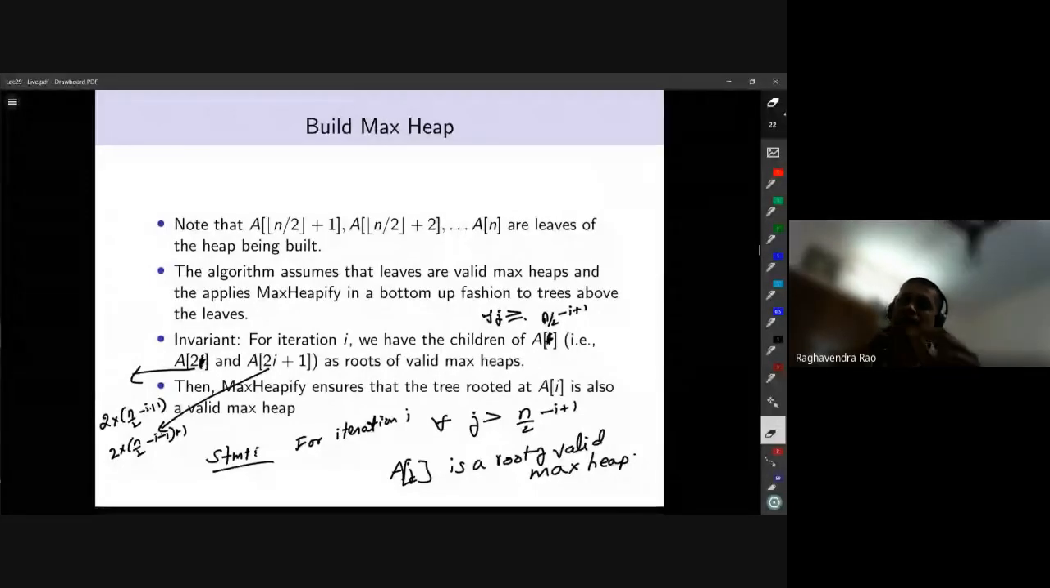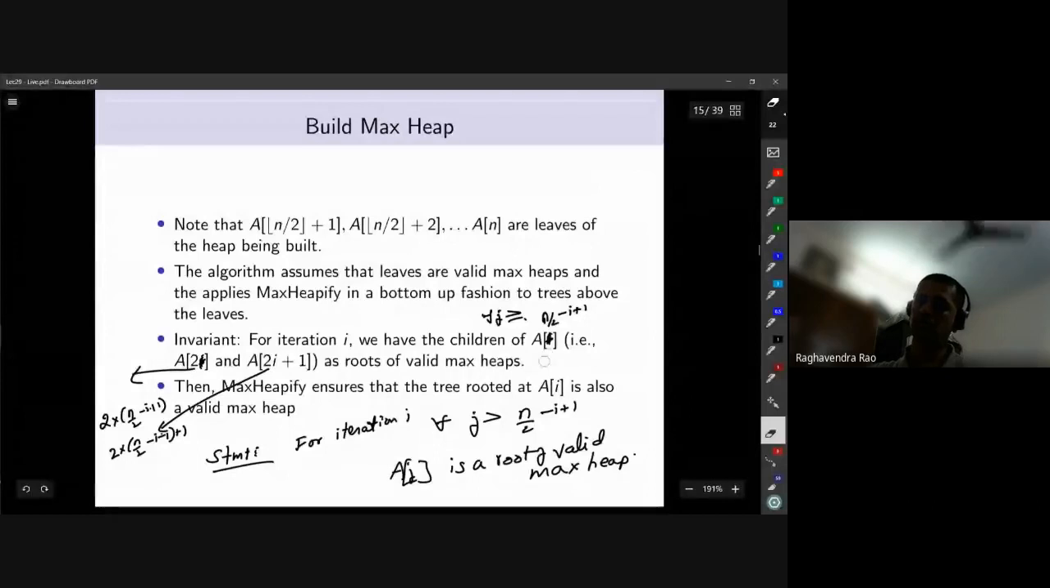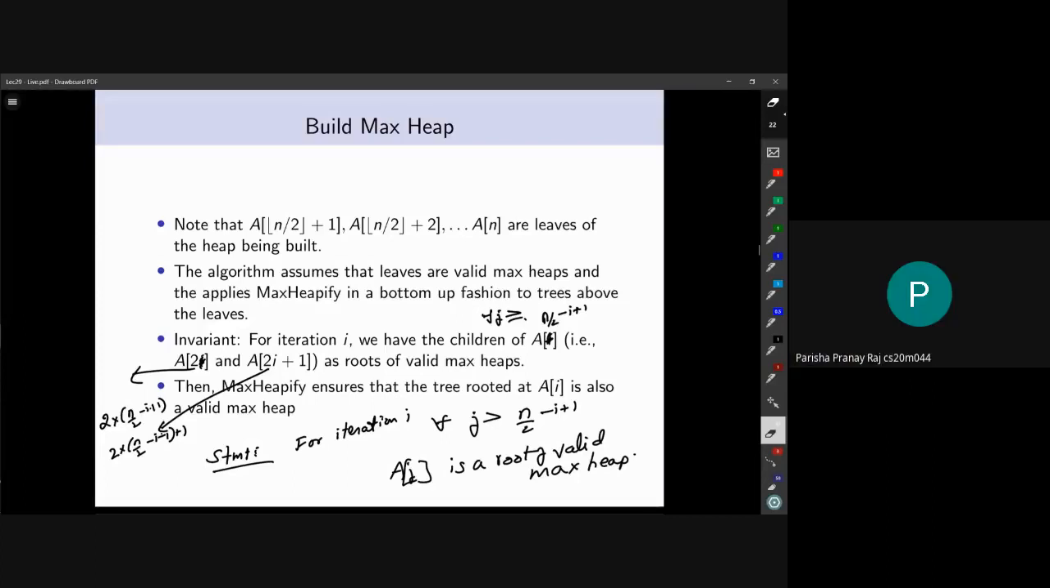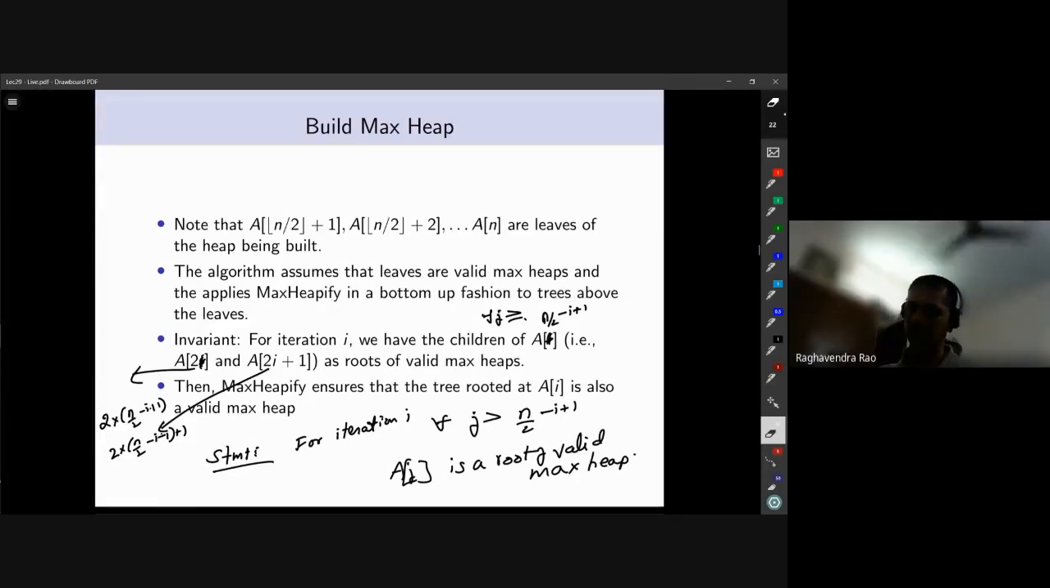So that means if I consider A 2j and A 2j plus 1, let's say this is j, just to simplify, it is going to be the root of a valid heap. Now you apply the max heapify procedure, so what you have is A j is also a root of a valid max heap. So that is the induction. It's because of the max heap effect, that's all.